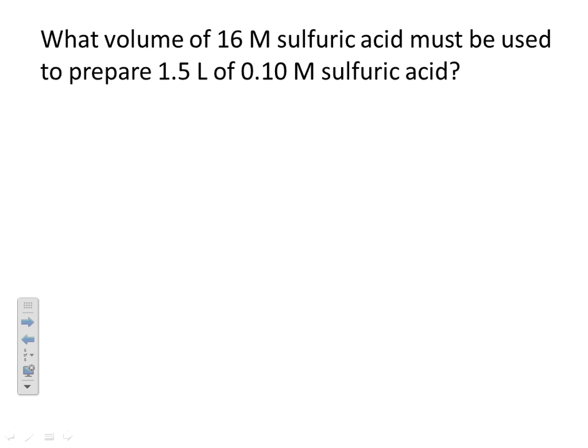So we're trying to make this. This is a set. Okay? This is our second volume and our second molarity. The one we want to make, 1.5 liters of 0.1 molar. That's a set. So then this molarity, the 16 molar, that's our stock solution. That's what we're starting with. That's our M1. So we want to know what volume of M1 are we going to need to make this second solution.